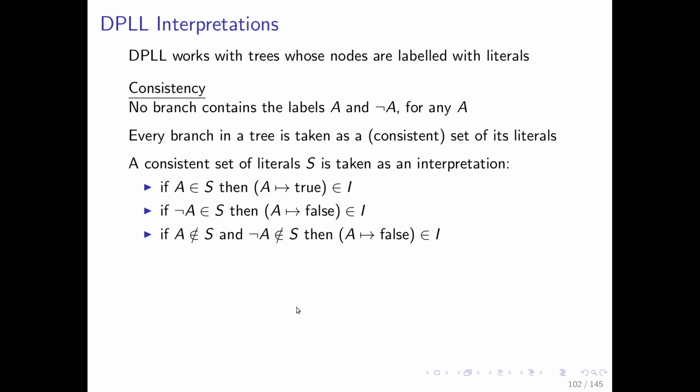What we did then is we worked with trees where we looked at decision points, and the branches had to be consistent. So the branches contained nodes. Every node contained a literal, and the branch is consistent, meaning that there are no two nodes such that there's A in one and not A in the other, right? Then we interpret these branches as interpretations. The idea was if A was in the branch, then A was going to be true. If not A is in the branch, then A is going to be false. And if A is not mentioned in the branch at all, then it was going to be false.